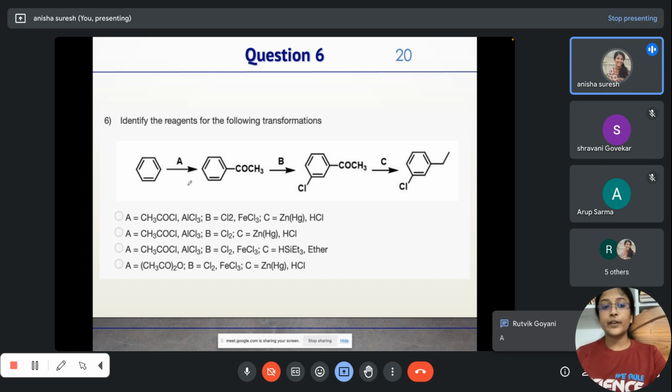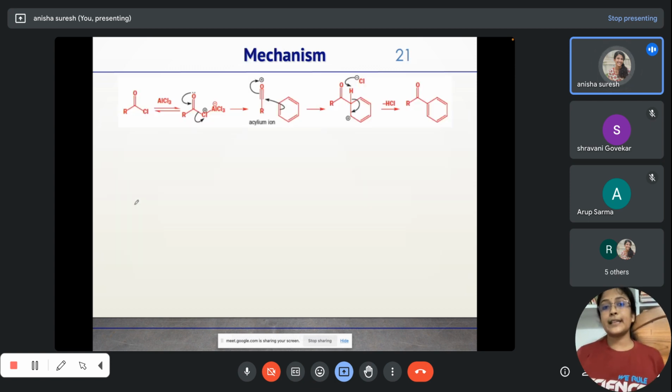Someone has said A equals CH3COCl, AlCl3. Yeah, Friedel-Crafts acylation reaction. Then B equals Cl2, FeCl3. Yeah, it can undergo a Friedel-Crafts alkylation sort of reaction. And C equals Zn-Hg, HCl. Zinc amalgam can result in Clemmensen reduction, reducing this ketone into an alkane. So this is the correct answer. So let us see the mechanism.